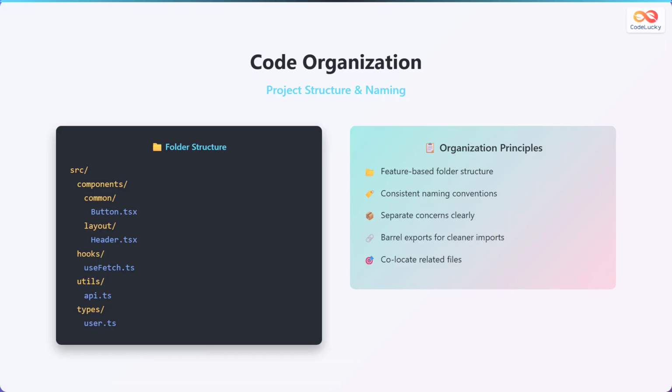First, feature-based folder structure, which means group files by feature. Second, consistent naming conventions, which means use the same naming style across the project. Third, separate concerns clearly, which means keep components, hooks, and utilities in separate folders. Fourth, barrel exports for cleaner imports, which means create index files to export multiple modules. Fifth, co-locate related files, which means keep related files in the same directory.